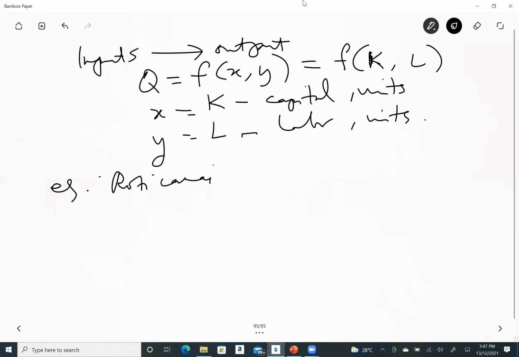Okay, so in order to produce roti canai, what do we need? We need capital. This capital, you don't think of capital in terms of money. Of course, capital can be money, but you think of capital as a good. Capital, and then you need labor. And of course, you need all the other inputs, but now we just say labor and capital.